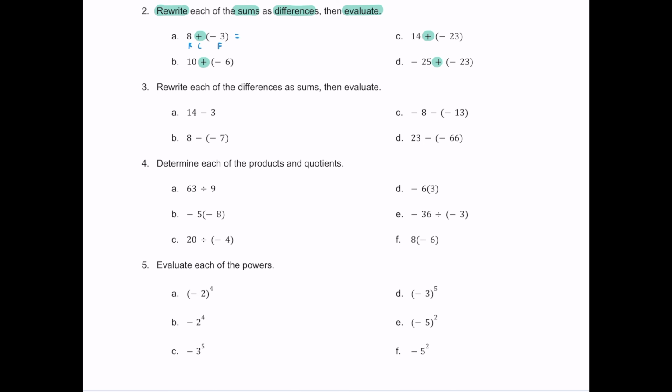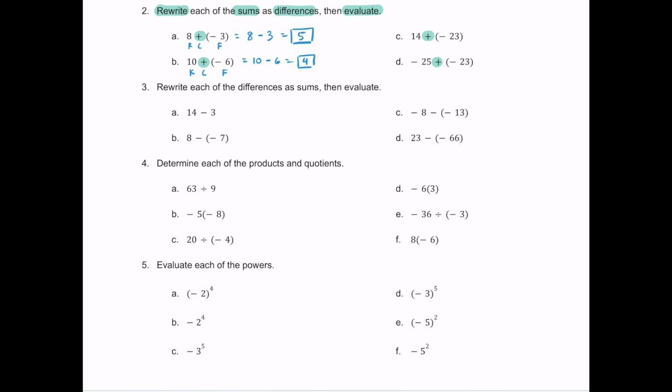So if we're saying 8 plus -3, again, that's equivalent to saying 8 minus 3, and that's going to be equal to 5, right? Just another way of thinking about it. We can rewrite all addition problems as subtraction problems. For letter B, if we do the same thing and we use the inverse operation and use the opposite, we can keep and then change and then flip. We're going to end up with 4 here.